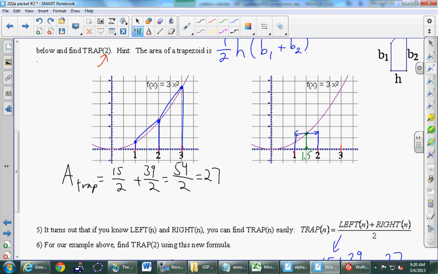So go ahead and draw the second midpoint rectangle in that same picture. If you're stuck on how to draw it, ask a neighbor. And once you've got both drawn, go ahead and find the areas of the 2 rectangles.